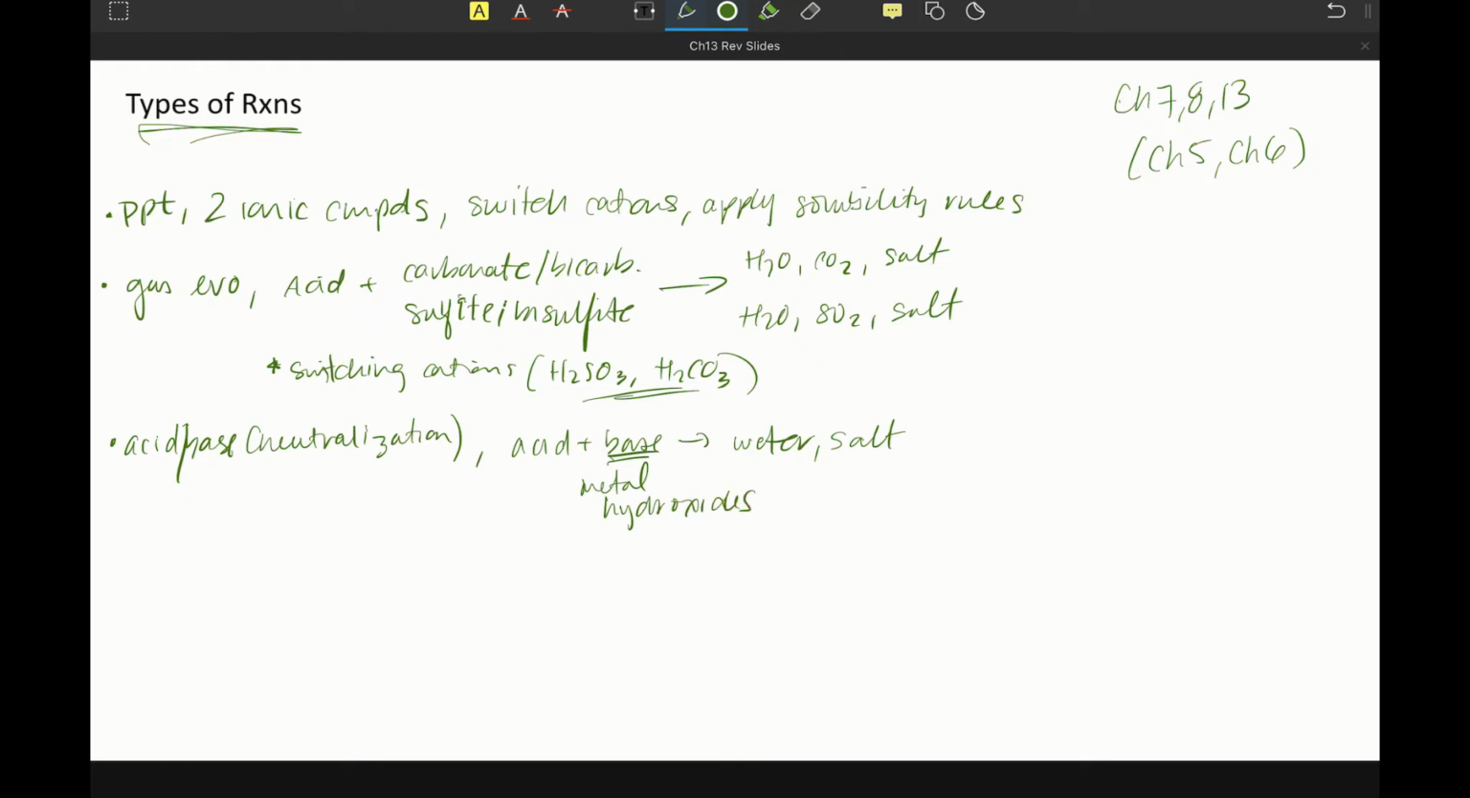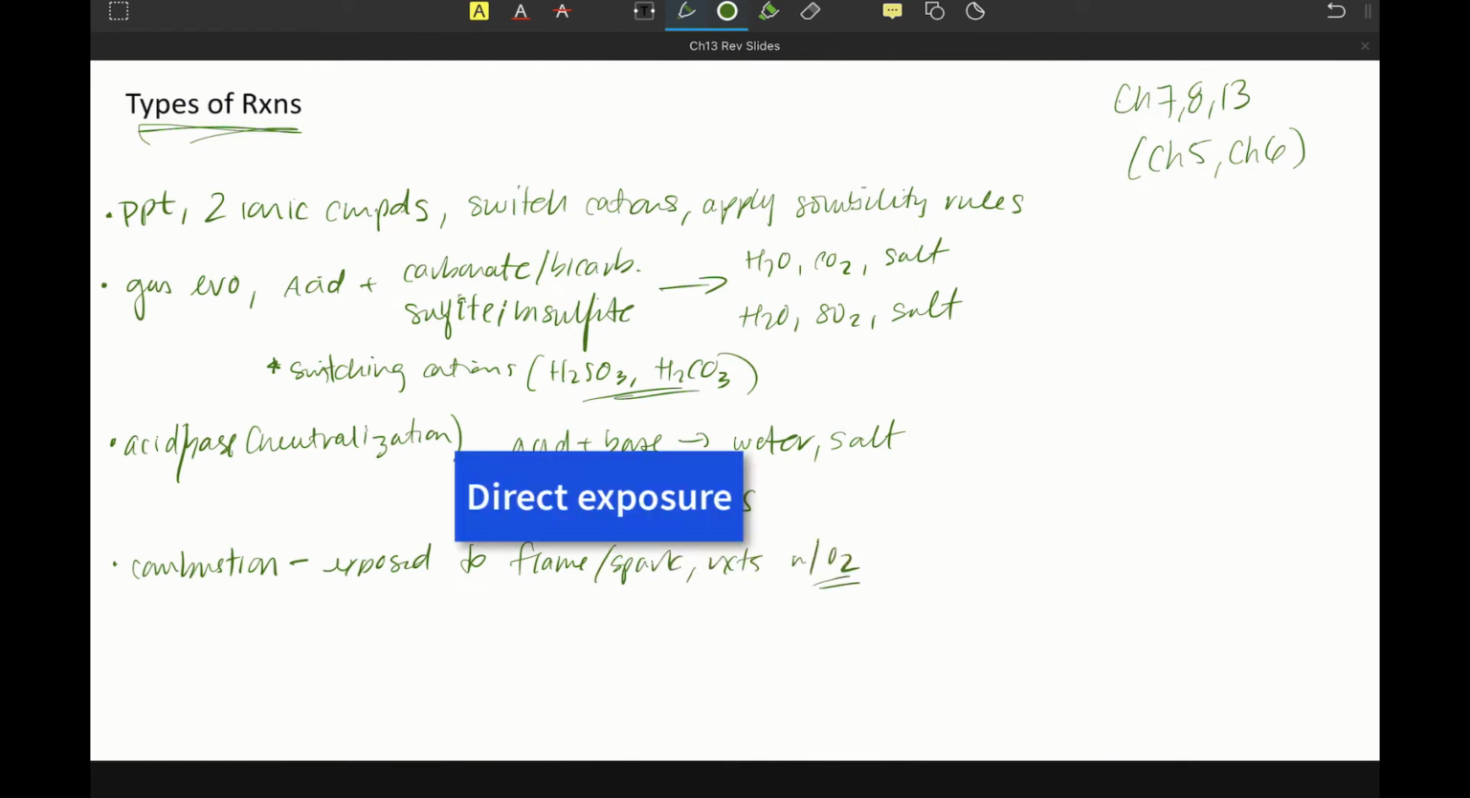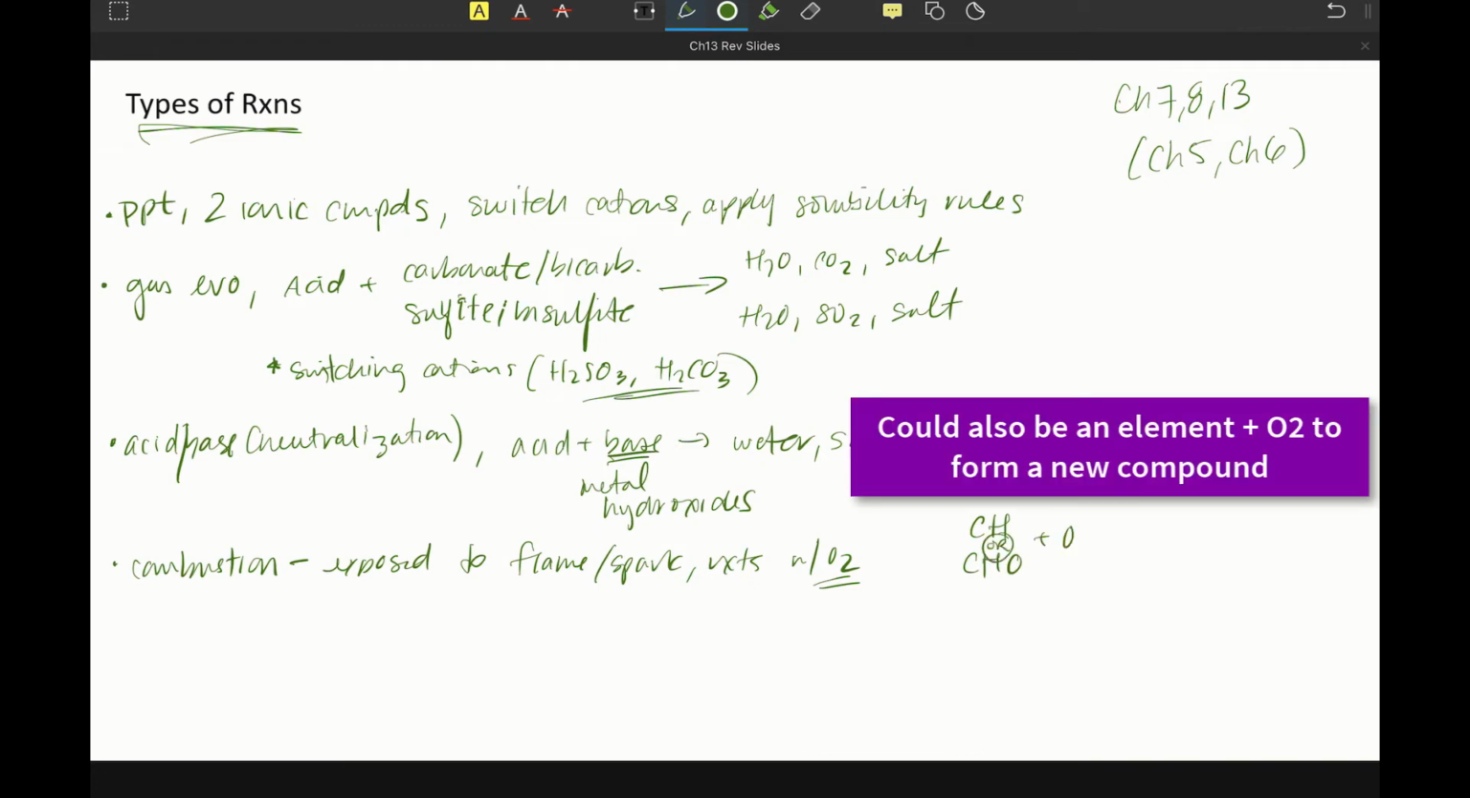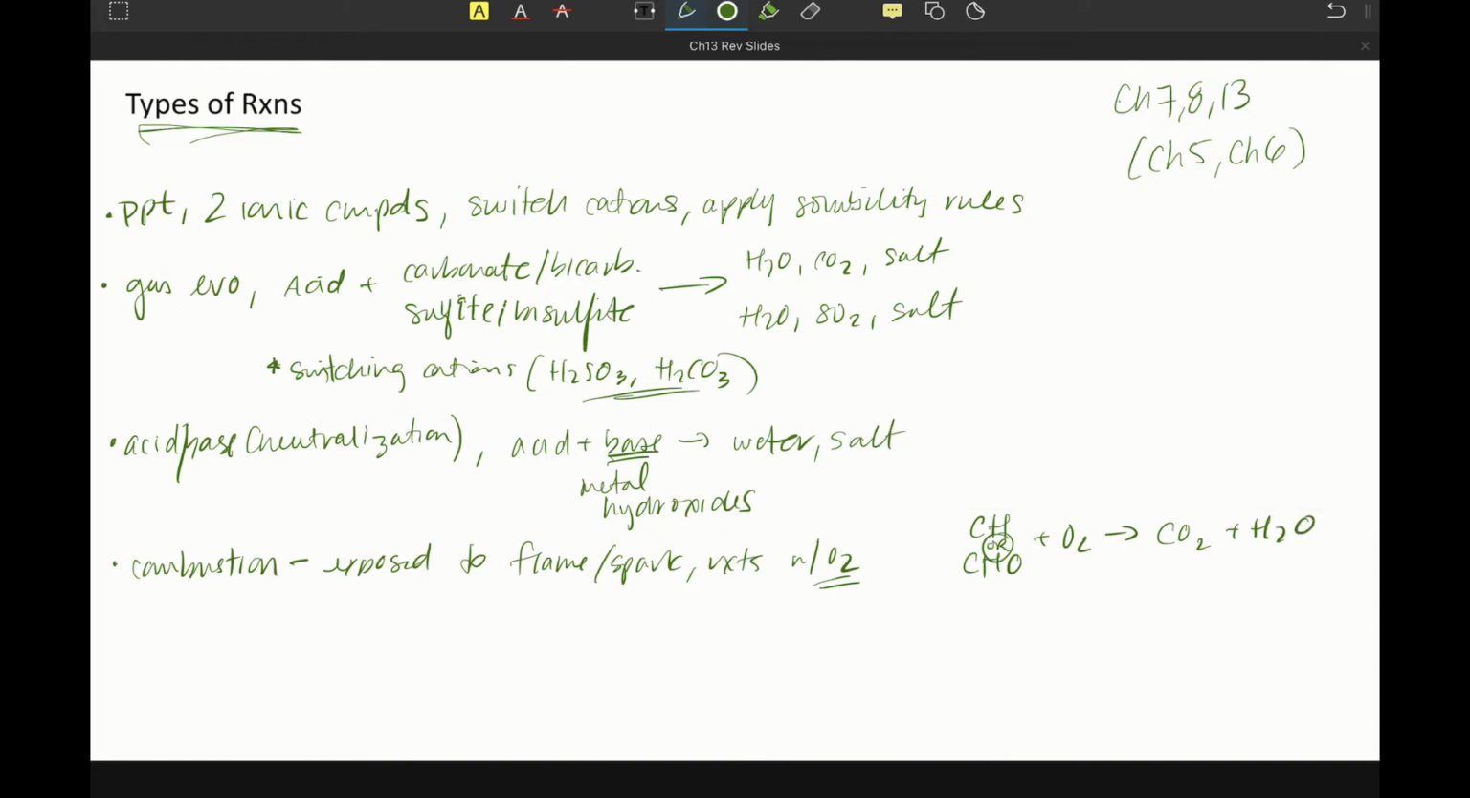We also have our combustion, under the broad category of redox. Combustion is often going to mean, in terms of wording, exposed to a flame or spark. And what that means is that it reacts with oxygen in the air. Whatever it is, if it's a CH or a CHO compound, plus oxygen is going to give us CO2 and H2O, and the only tricky part is balancing.